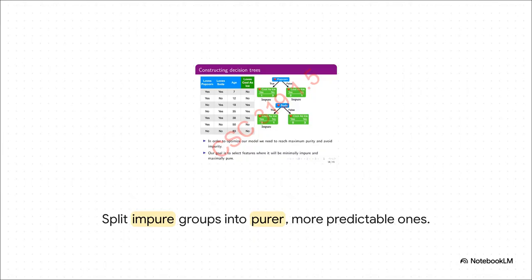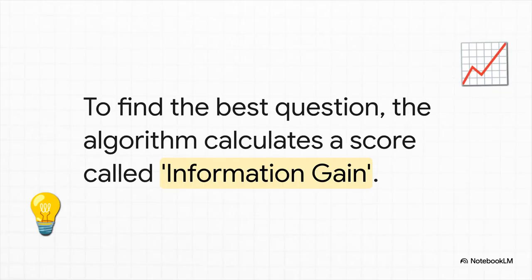And this is the whole game, right here. You start with a messy, impure group, and the algorithm's job is to find the one question that splits that group into purer, more predictable subgroups. The goal is just to make each new group less mixed up than the one that came before it. So, how does it do this? Well, the computer doesn't just guess. For every single possible question it could ask, it calculates a score. This score is called information gain, and it basically just measures how much that one question helps to untangle the data and create those pure groups.